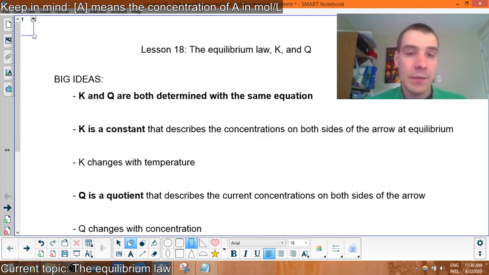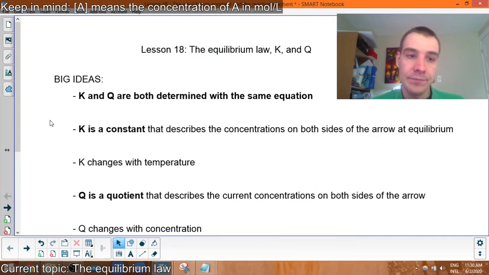Alright, grade 12 chemistry. Today we're talking about Q and K and something called the equilibrium law. This is some math that we're going to apply to our concept of equilibrium. Here's the big ideas that we're going to talk about. The first thing is that K and Q are both determined by the exact same equation. So they have exactly the same way of determining them.